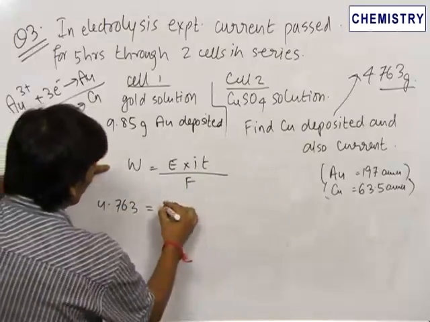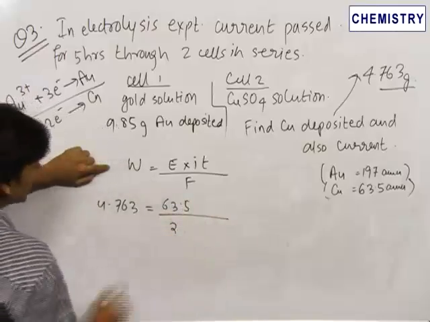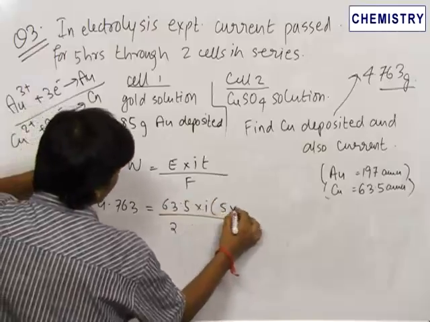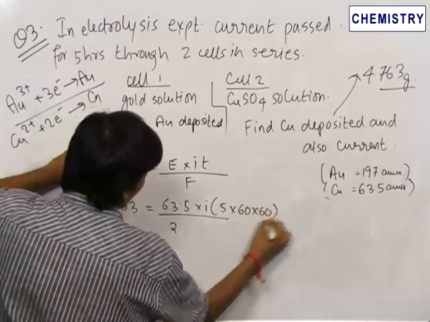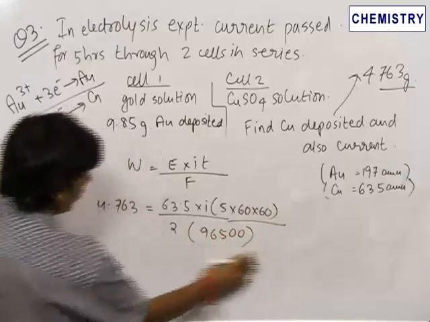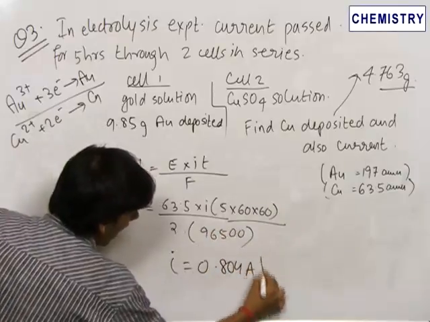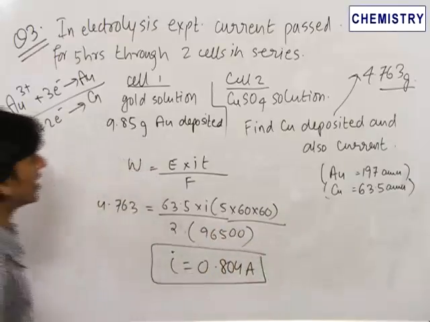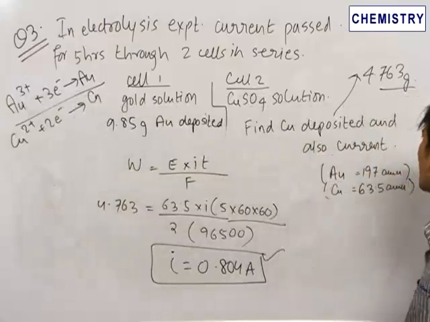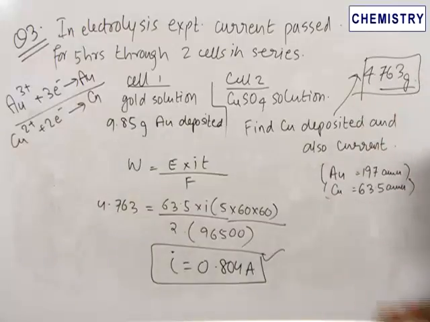This is equal to the equivalent weight of copper, that is 63.5 upon 2, that is molecular weight upon valency factor, into the current which we need to find out. The time was 5 hours, that is 5 into 60 into 60 seconds, upon F. F is 96500. On solving this, we get the value of current to be equal to 0.804 amperes. So the final answer for the current which was passed through the two cells comes out to be 0.804 amperes, and the mass of copper deposited in the second cell comes out to be 4.763 grams.